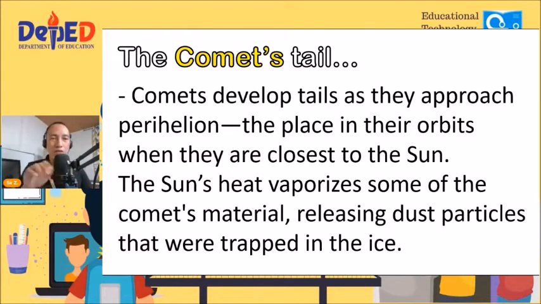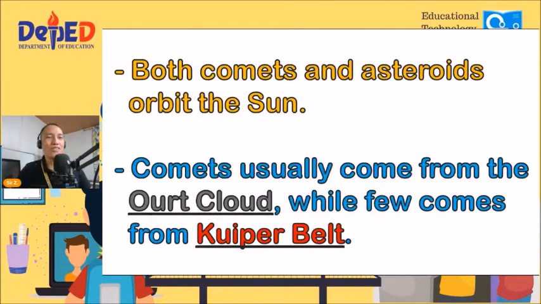And I want you to copy this note as well, okay? The sun's heat vaporizes some of the comet's material, releasing dust particles that were trapped in the ice. So, yun ang sikreto ng comet's tail. Just a small trivia for you guys, which is not, again, found in the module.